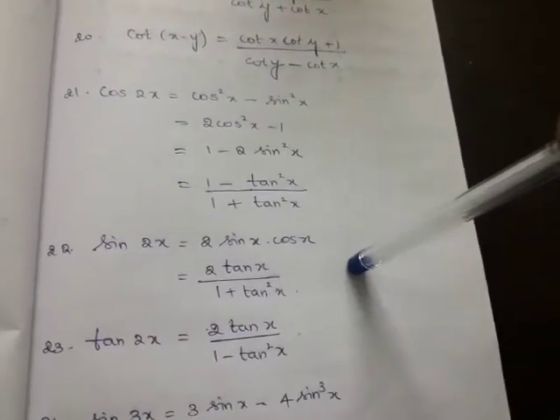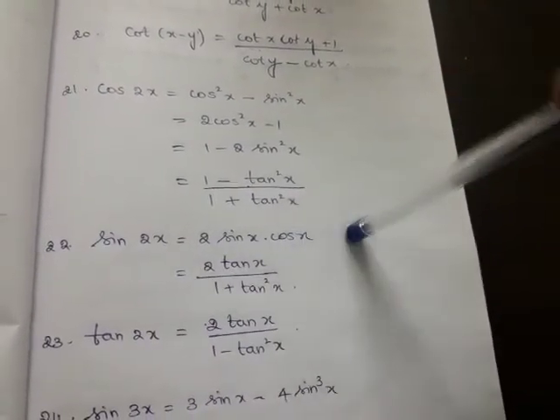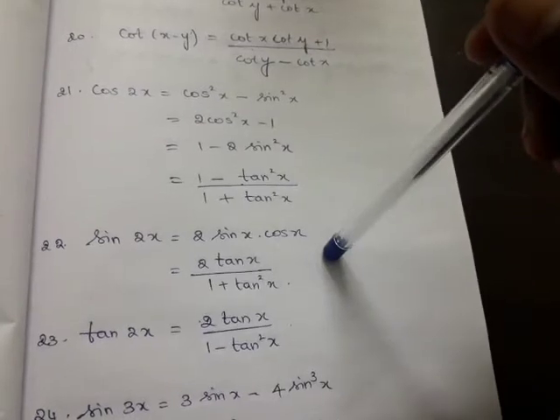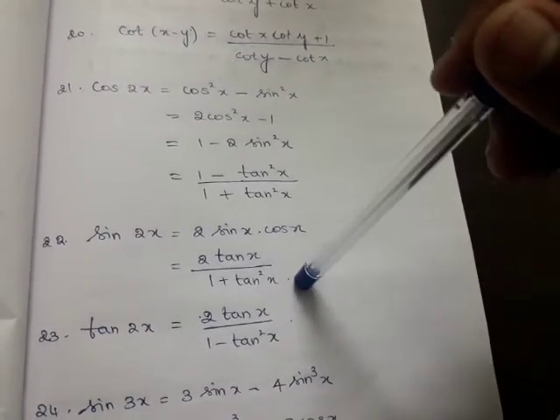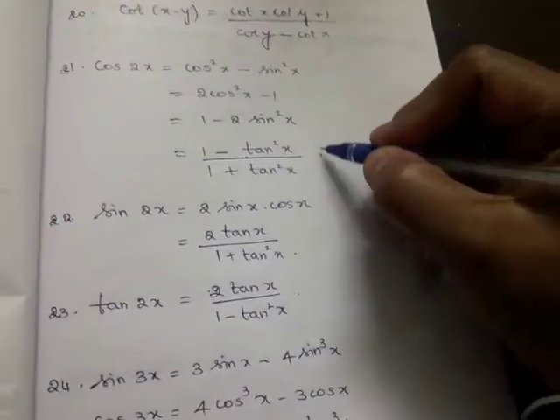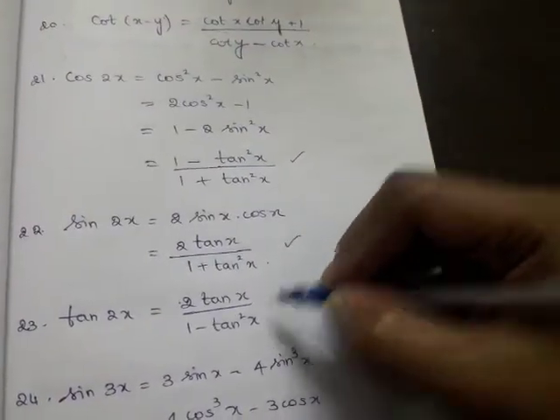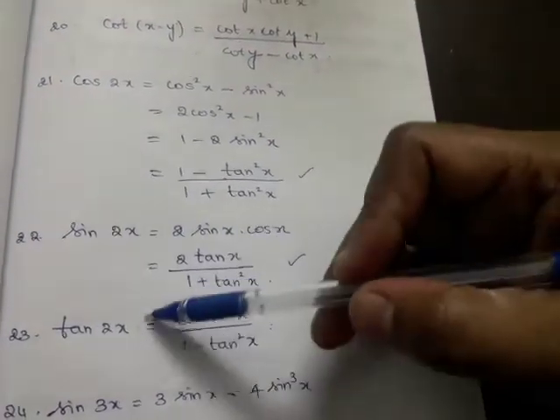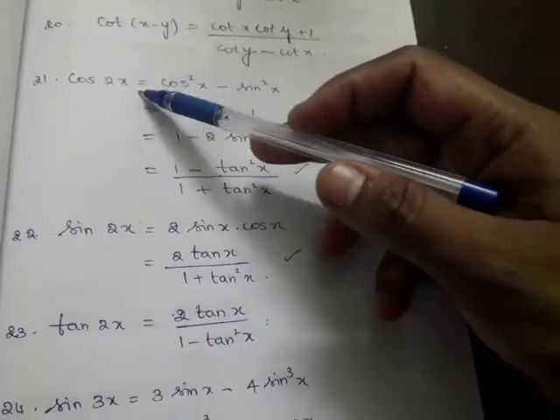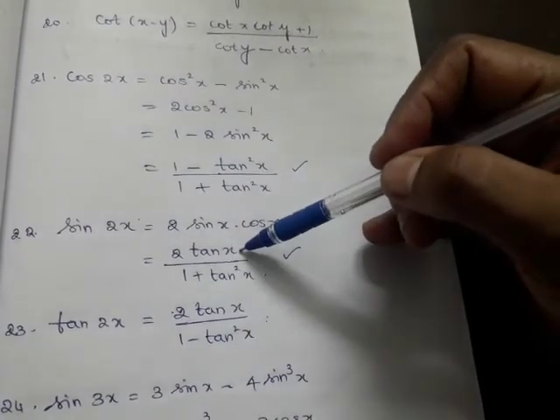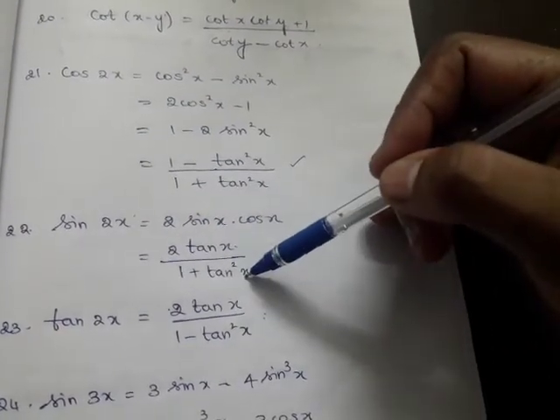Then come back to sin 2x. Sin 2x is 2 sin x cos x. Again, in terms of tan, it is going to be 2 tan x divided by 1 plus tan square x. So from these two only we have derived tan 2x. How? Because tan 2x is sin 2x divided by cos 2x. So what is sin 2x? 2 tan x divided by 1 plus tan square x.